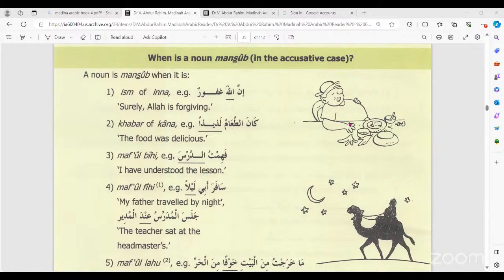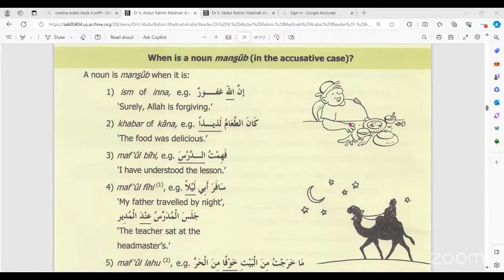Exactly. So khabar of kana, example, kanat ta'amul lazizan. So the food was delicious. Here, kana represents the, again, harf. So it is was. Ta'amu is ismu kana and lazizan is khabar kana. Okay, one correction.